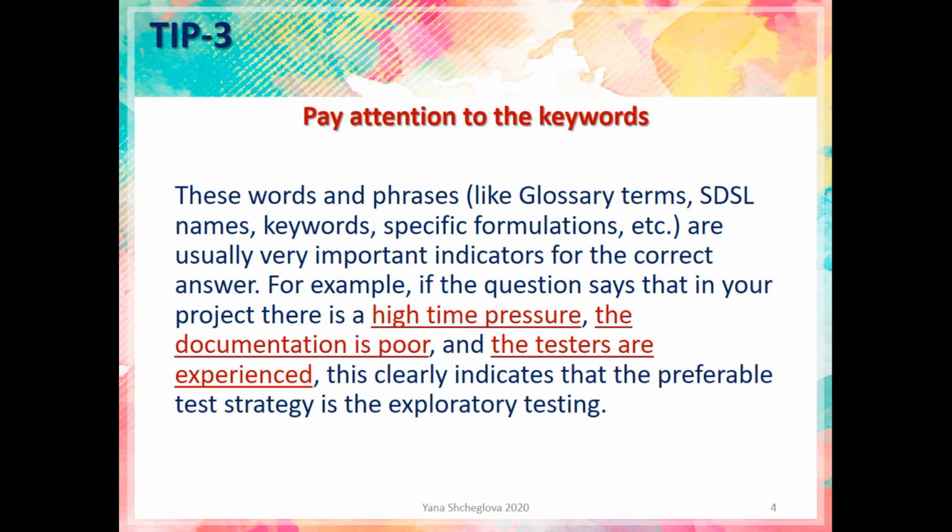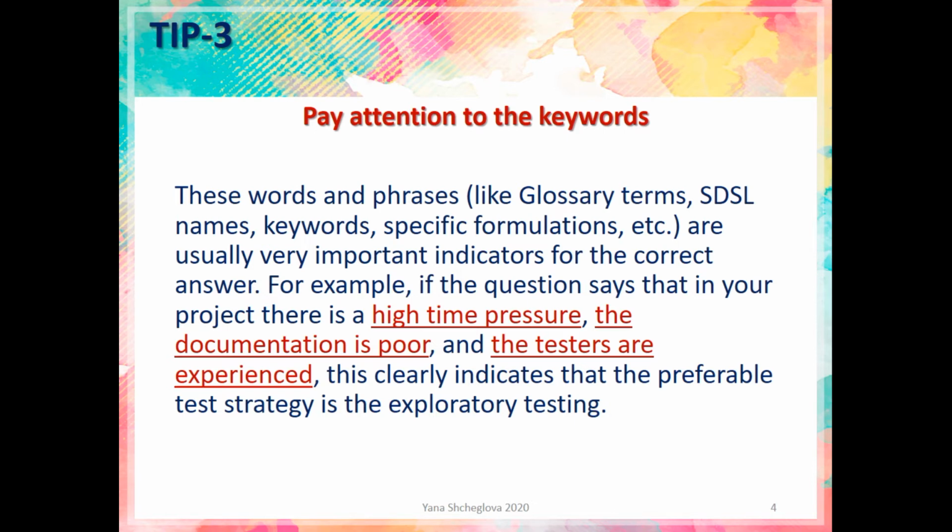Tip 3. Pay attention to the keywords. These words and phrases, like glossary terms, role names, keyword-specific formulations, etc., are usually very important indicators for the correct answer. For example, if the question says that in your project there is a high time pressure, the documentation is poor, and the testers are experienced, this clearly indicates that the preferable test strategy is exploratory testing.